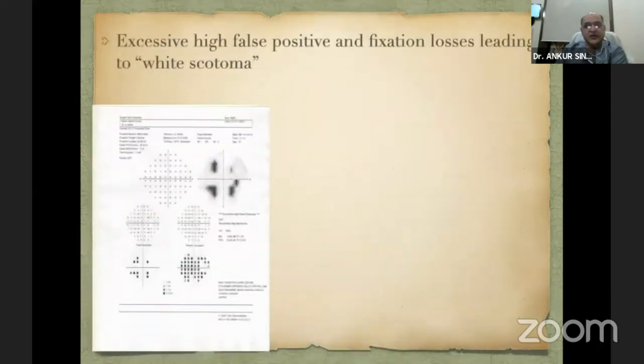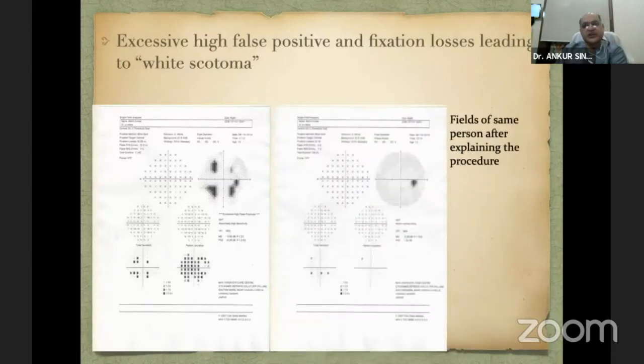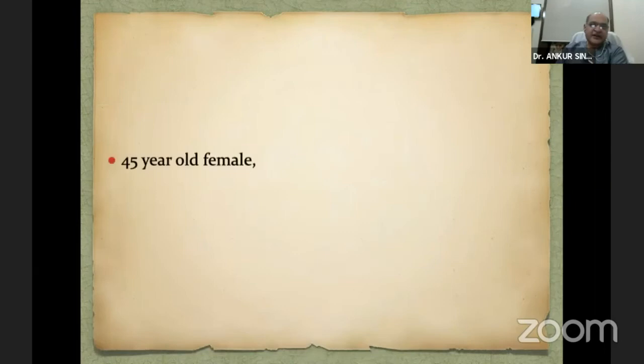Now, this is another case which is showing you a very high false positive, a white scotoma kind of patient. We have very high false positives in this case because of fixation losses. We explain the procedure to the patient, and the patient does it wonderfully after explanation of this visual field defect.